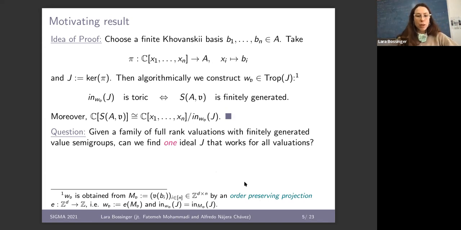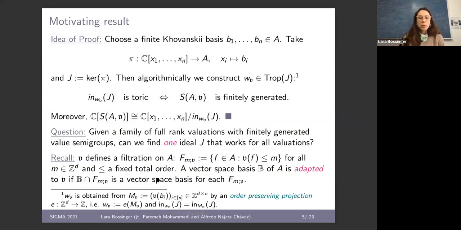Okay, so right, great. This result now tells us that whenever we have a full rank valuation with finitely generated value semigroup, there exists an ideal whose Gröbner theory contains at least a cone that gives us the same toric degeneration. But being interested in more than one toric degeneration at the same time, it's a natural question to ask if there's one ideal that works for all valuations. Of course, the question is a bit too broad and vague, but in the applications with the Grassmannian, we restrict our attention and make the question more precise.